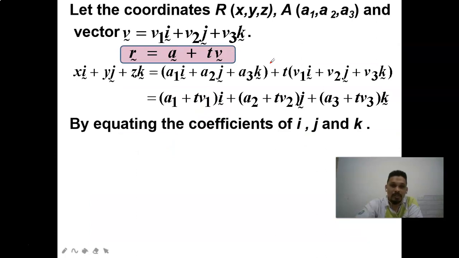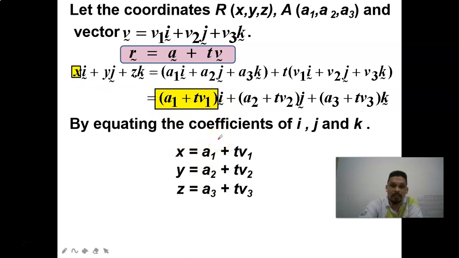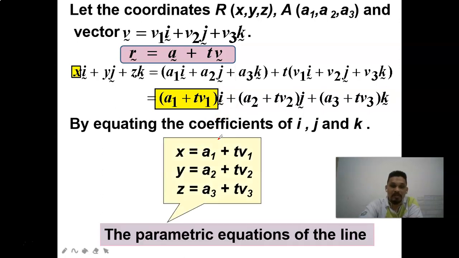Now, by equating the coefficients of I, J, and K, X equal to A1 plus T times V1 for I. Then you get it all here, Y and also Z. Okay, so this is the parametric equation of the line. So this is in the form of a parametric equation.